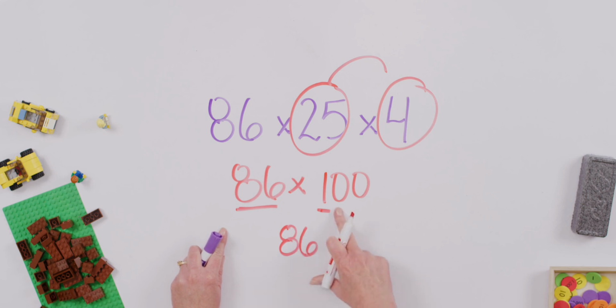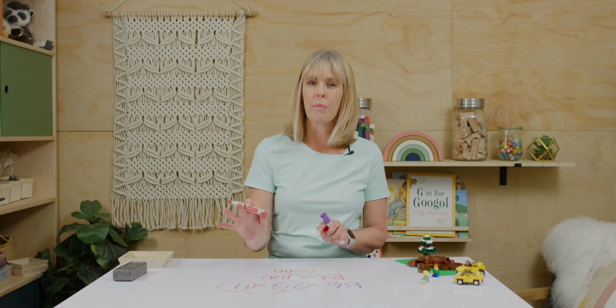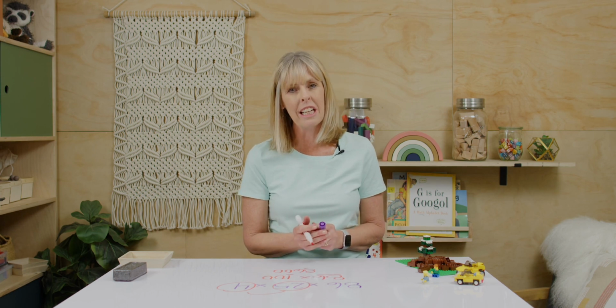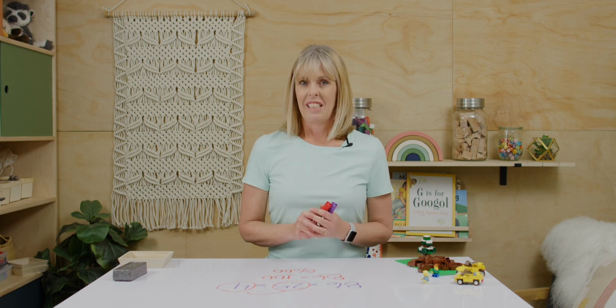86. But it's actually 100. So let's get our 2 zeros there. And our final answer is 8,600. So see, not so scary. We group our numbers, if we rearrange them and use the commutative and associative properties, it's really helpful. Now, I have one last question for you.